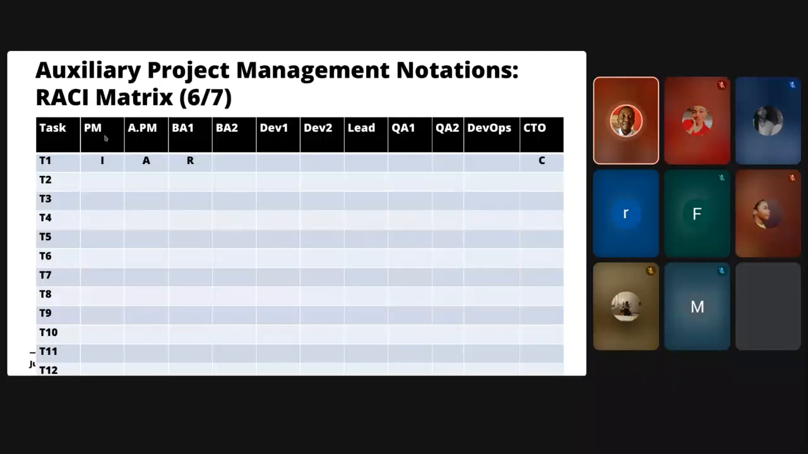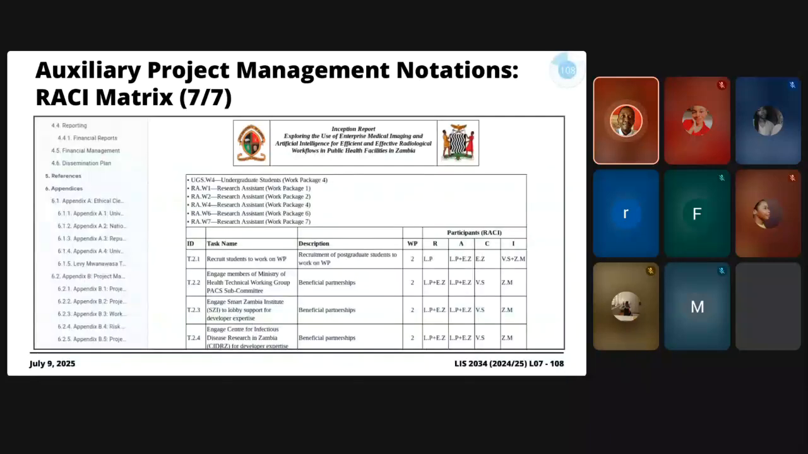What is the role of project manager as it relates to task number 1? We see that he's just supposed to be informed. Assistant project manager is accountable. Business analyst number 1 is responsible. Chief technology officer is consulted, right? And ultimately, you are interested in coming up with something like this. So this is an example of the enterprise medical imaging in Zambia project.